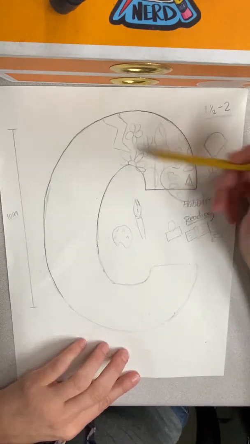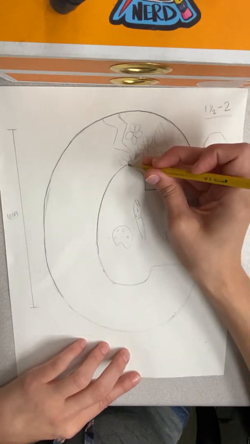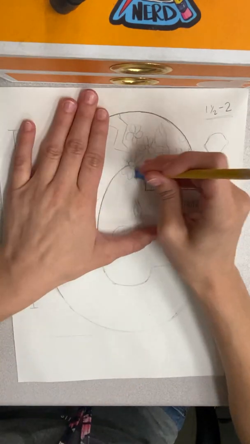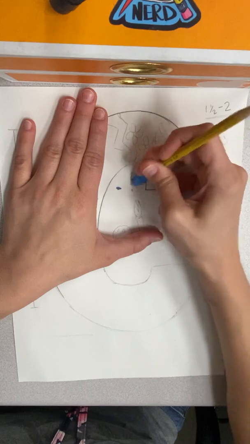But the key is overlapping, cutting it off, right? Make sure that you're going off the letter here, and then you go back and erase it if you need to do it that way.